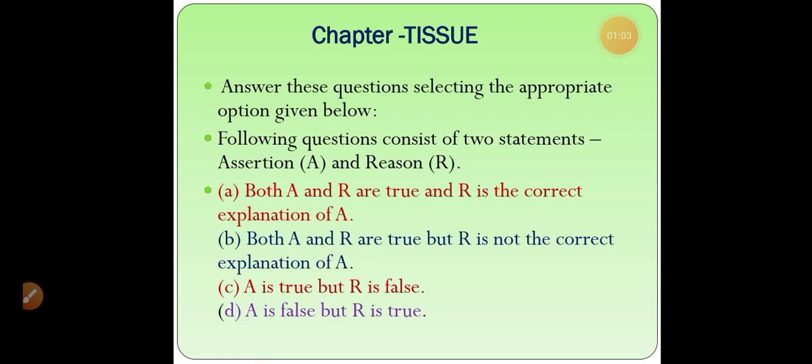And fourth possibility is there. A is false, but R is true. Then we will choose option D. So before solving these types of questions, we will have to read assertion and reason very carefully. And we have to find which is correct. Is it the correct explanation or not?